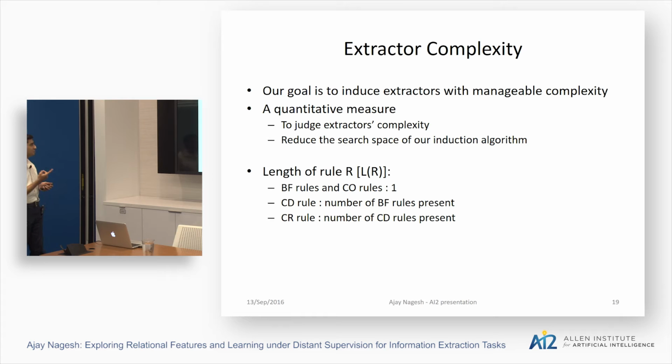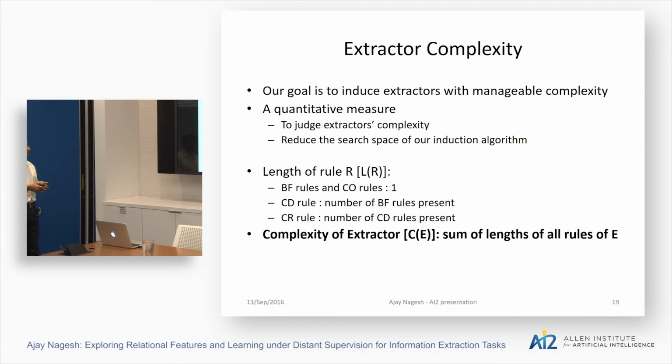So it translates to this: the length of a basic feature rule or a consolidation rule is 1, because there is only one of them. A candidate definition rule has a number of basic feature rules, and its length is the number of those, and similarly for candidate refinement rules. And the final extractor complexity is the sum of the lengths of each of the rules.